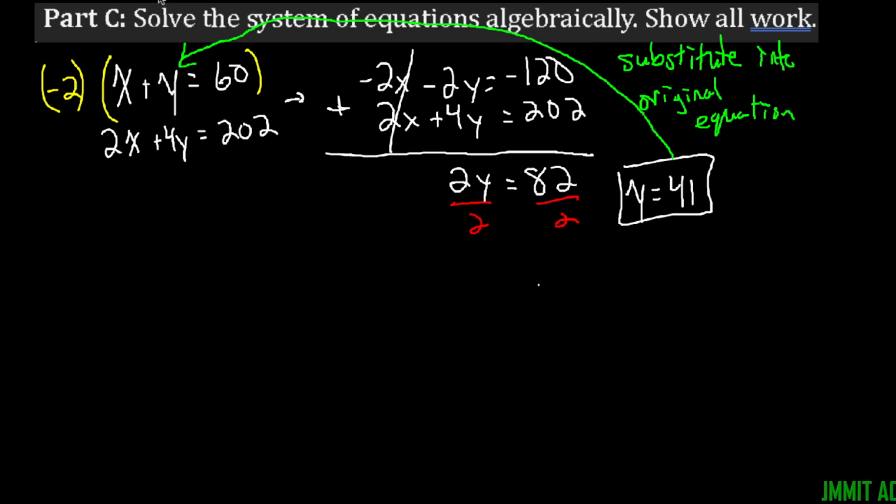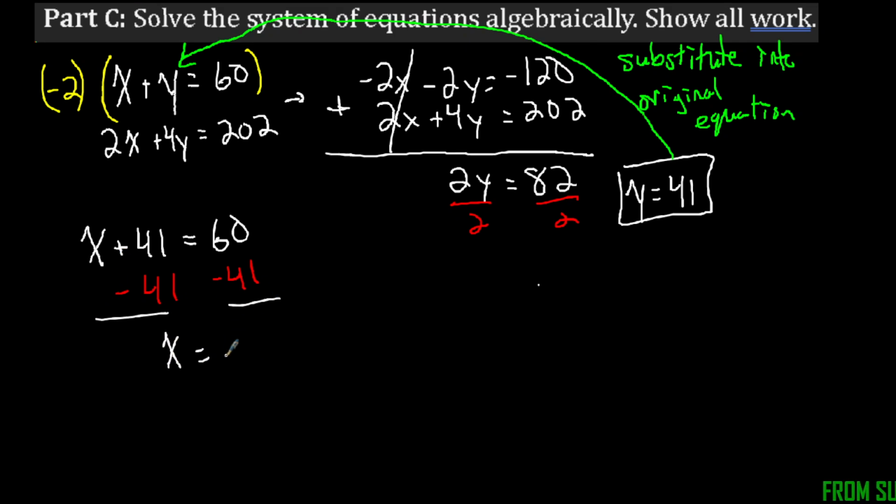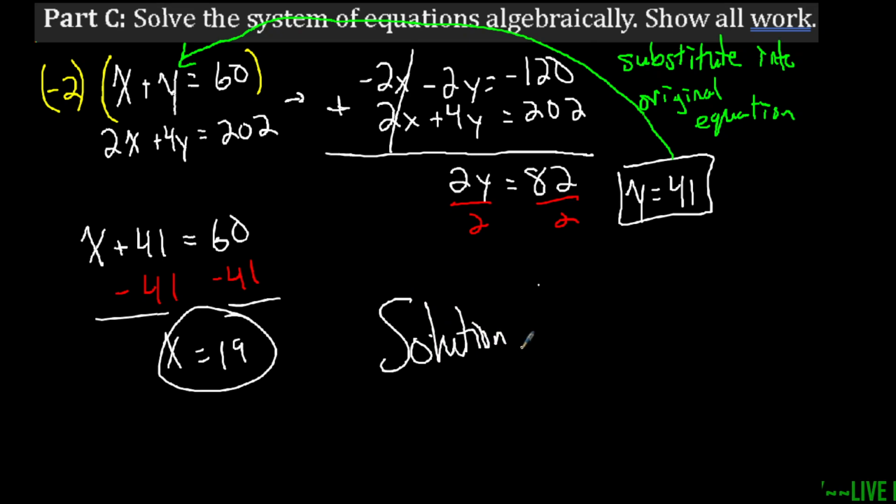In our original equation, we had x plus y equals 60, and now instead of y, I have 41. So this is really easy to solve, because all we have to do is subtract 41 from both sides to get our x value. So x equals 19, which is what we had. Putting these together, our solution point is still that same point that we had: 19, 41.